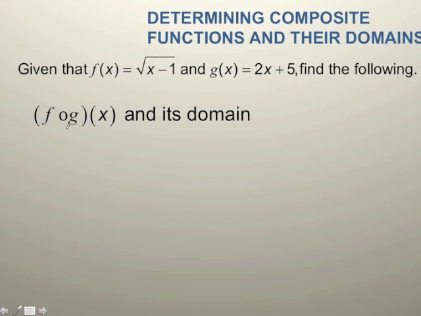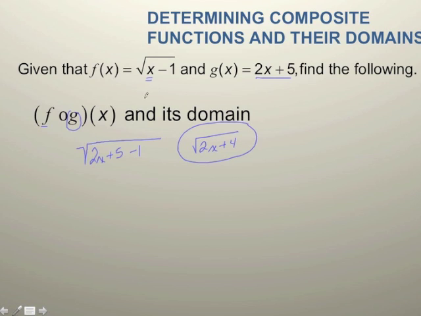Given an x value, we'll just have to do it in general. And we're going to find the domain. So starting with the big function f, I'm going to put the g inside of it. So wherever there's an x here, I'm going to put g. So the square root of 2x plus 5 minus 1, or this turns out to be then the square root of 2x plus 4.